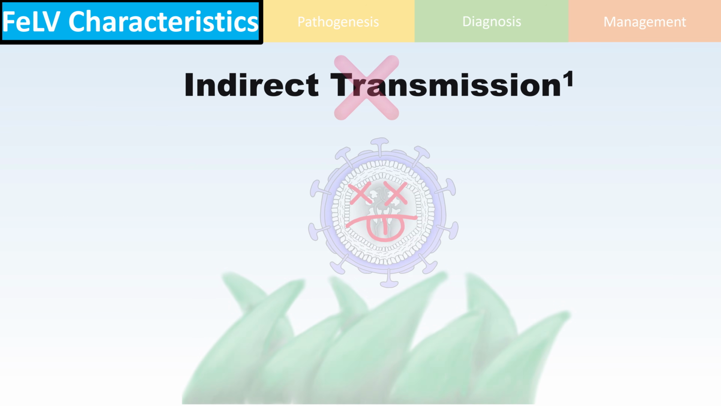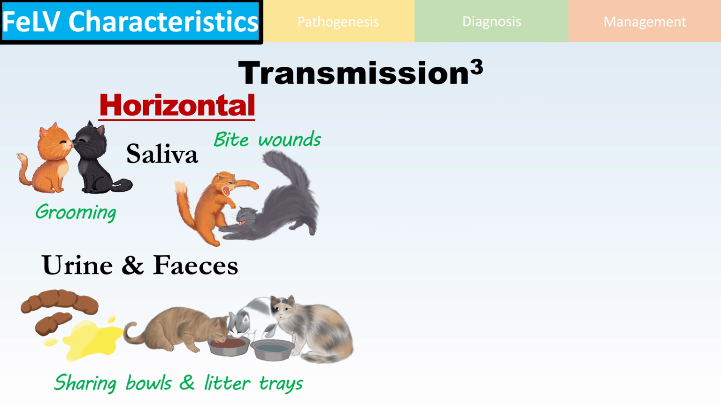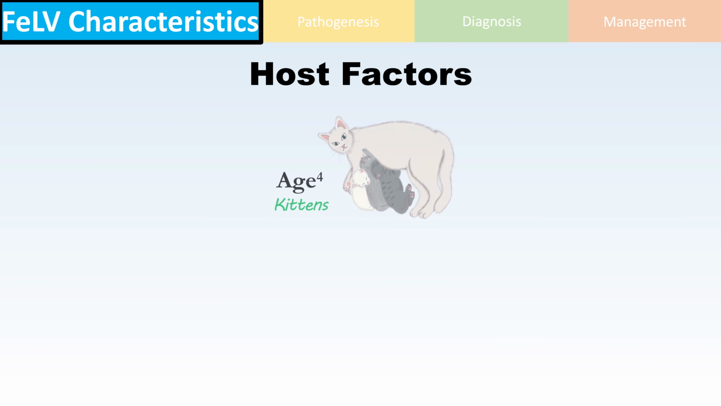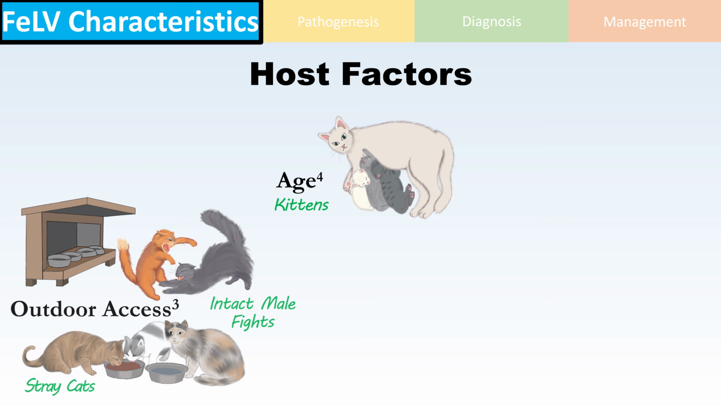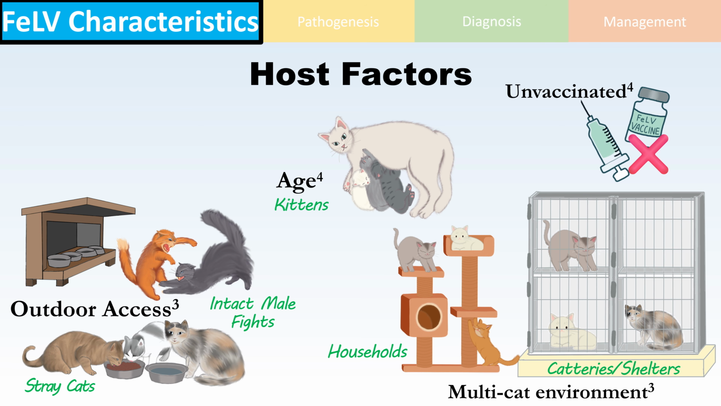Indirect transmission is unlikely, as the virus is fragile in the environment. It spreads via saliva, urine, feces, vertically, or via contamination. Kittens under 8 weeks are the most vulnerable due to their immune immaturity. Cats with outdoor access and in multi-cat environments have increased probability of viral exposure. Unvaccinated cats also risk FeLV infections without adequate humoral protection. And immunosuppressed cats, such as those with concurrent FIV infection, face a greater risk of severe disease.